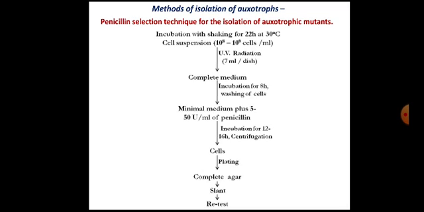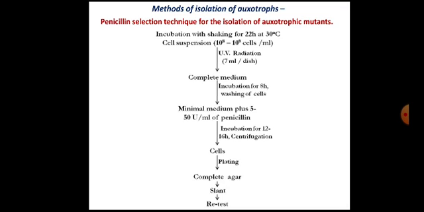During their transfer into minimal medium, this medium is treated with penicillin. Penicillin is an antibiotic which acts on growing cells, multiplying cells. Therefore, which cells are growing in this minimal medium? Prototrophs. So prototrophs will get killed due to the action of penicillin. After the incubation period, whatever cells remain alive are nothing but auxotrophic mutants.